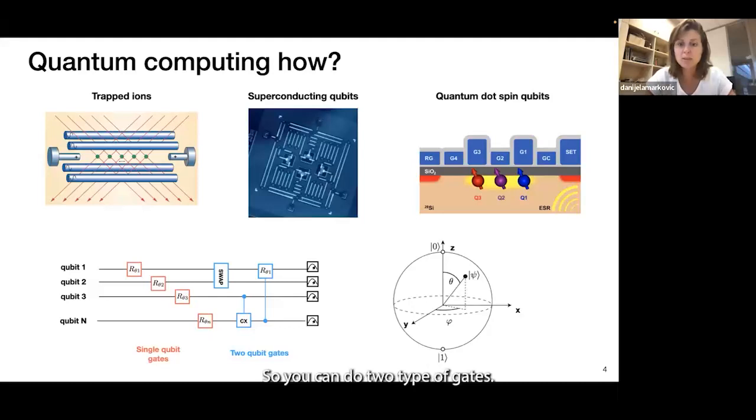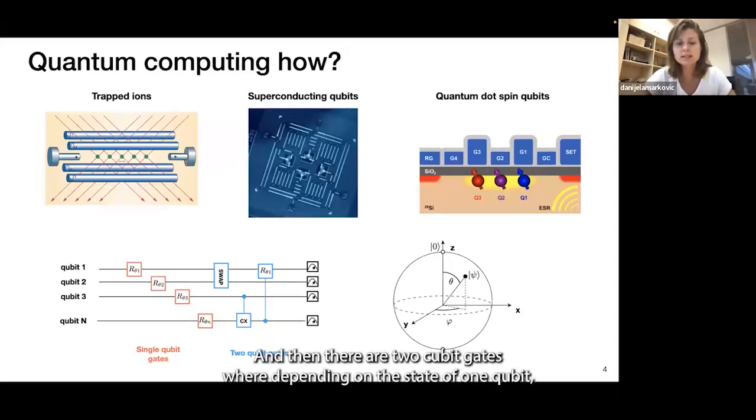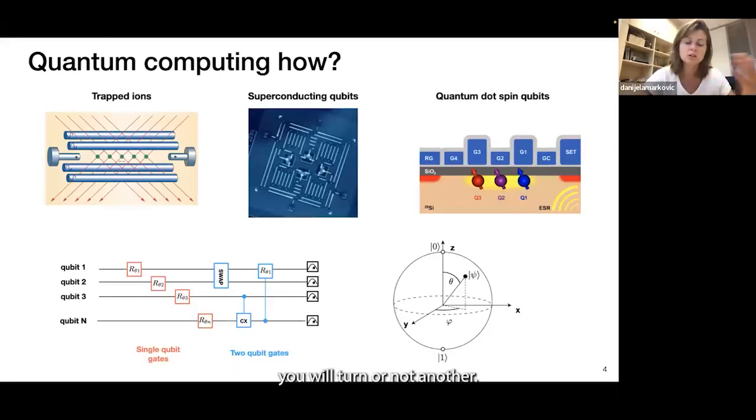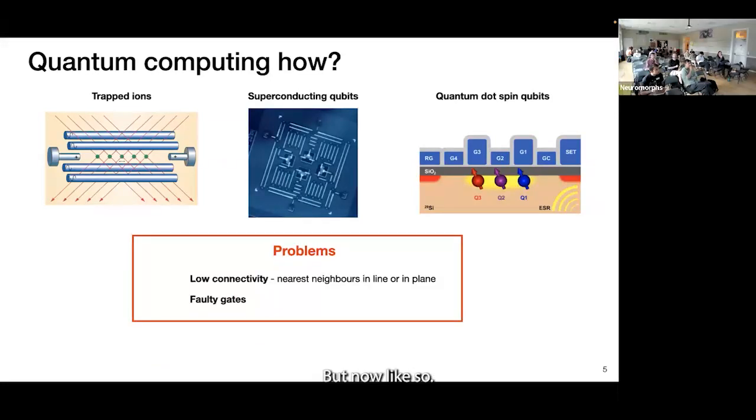So you can do two types of gates: gates that will turn the qubit between 0 and 1, and gates that will give it a phase. These are single qubit gates where you operate a single qubit. And then there are two qubit gates where, depending on the state of one qubit, you will turn or not another qubit. Okay. A quick question, Danijela, here.